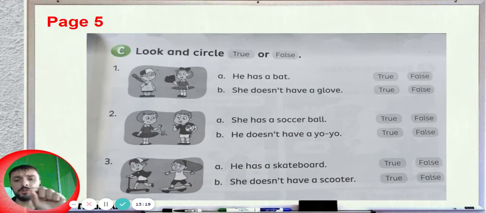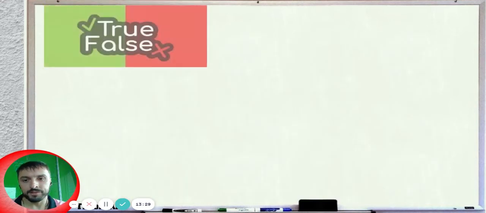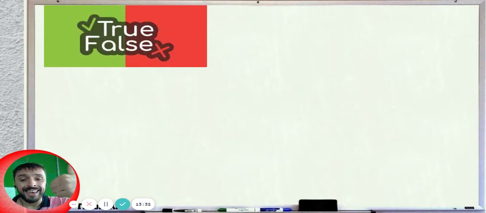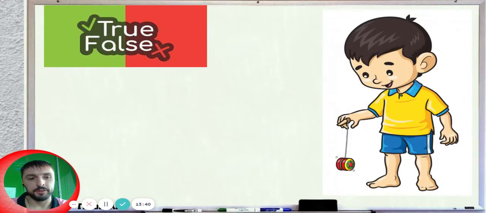Number five, can you circle true or false? Let me explain what that means. True means yes, that's right. And false means no, that's wrong. So let's look at this picture.